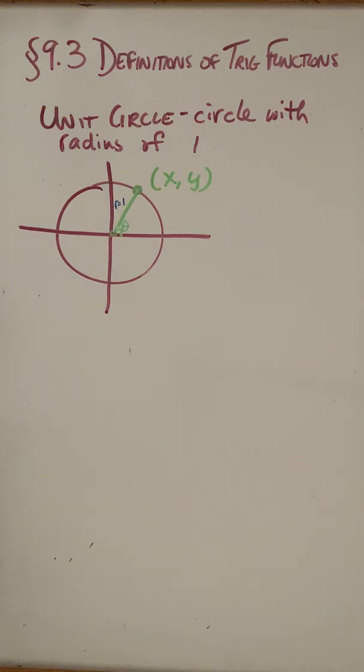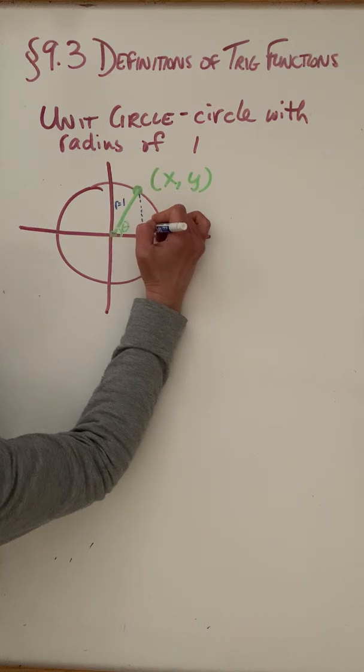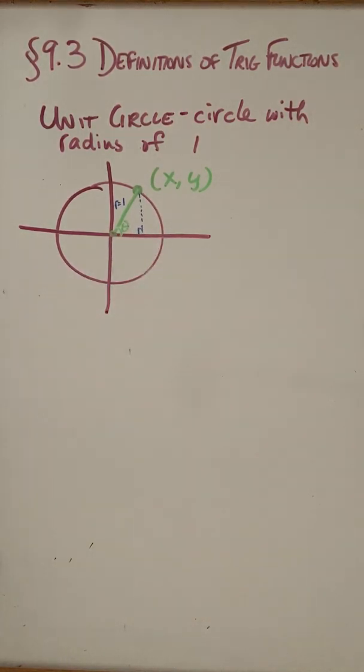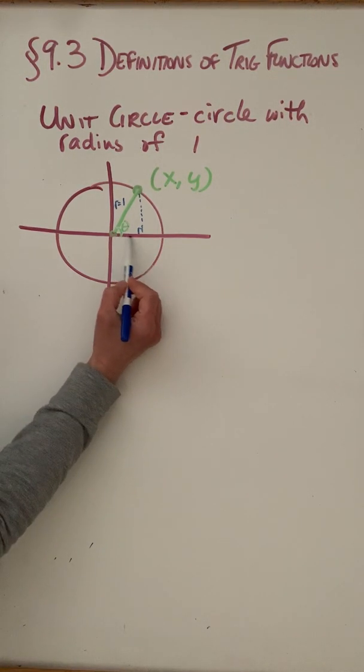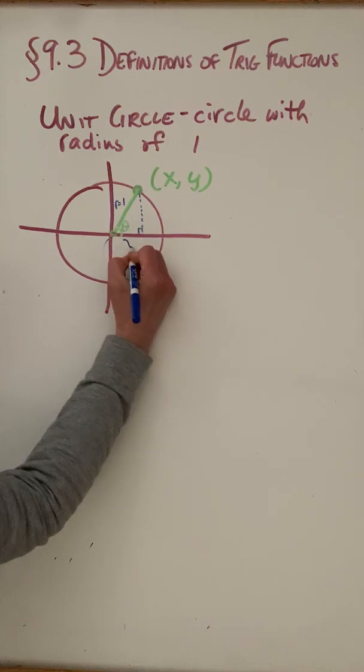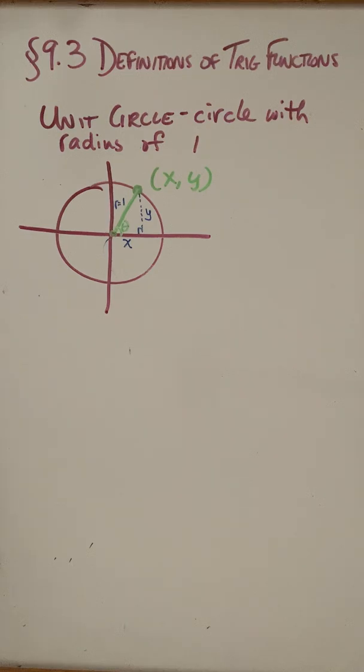What I can do then is create a right triangle. So if I simply draw a vertical line to connect that point (x, y) to the positive x-axis, essentially that angle theta is my reference angle, right? And so I can make a right triangle, and we should know the two legs of that right triangle. If this point is (x, y), then the length of this leg would just have to be x, and the length of this leg would just have to be y. Okay, so let's then use that triangle to define the 3 trig functions which you already know.